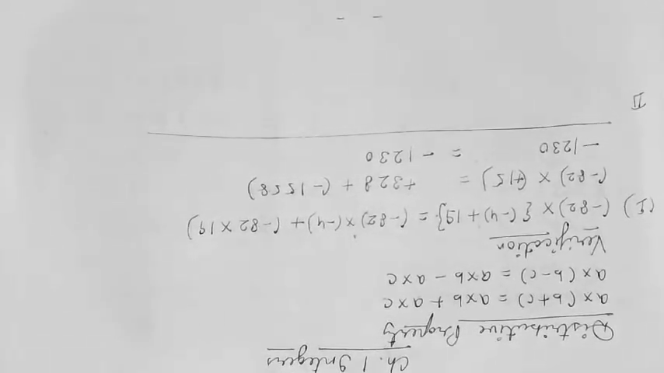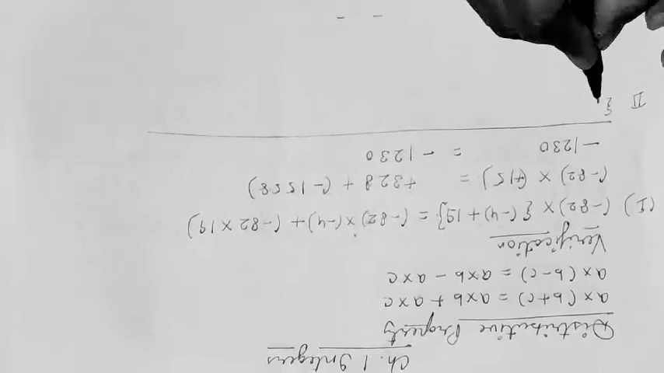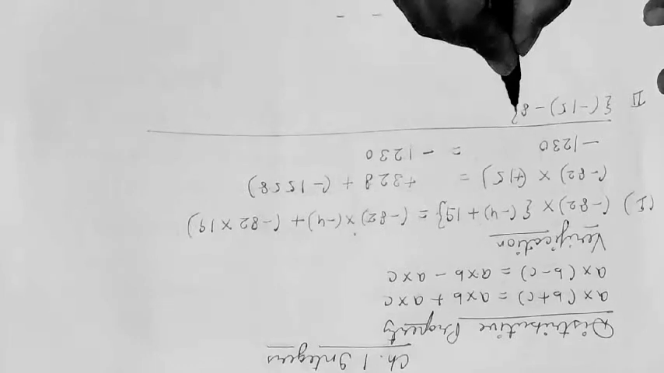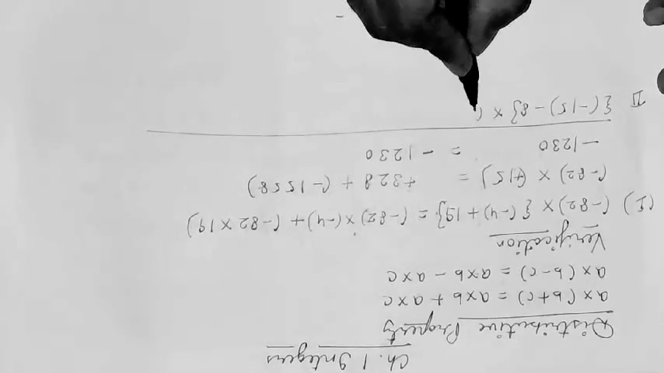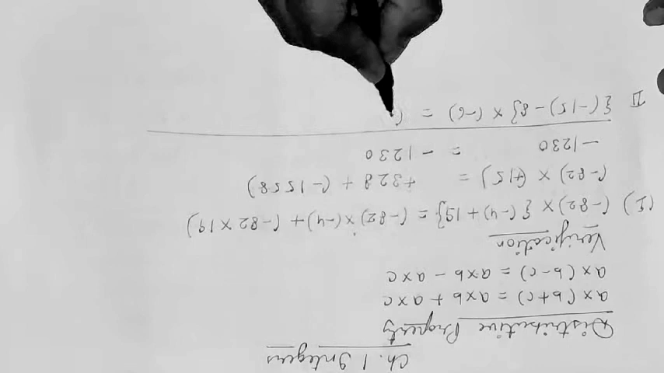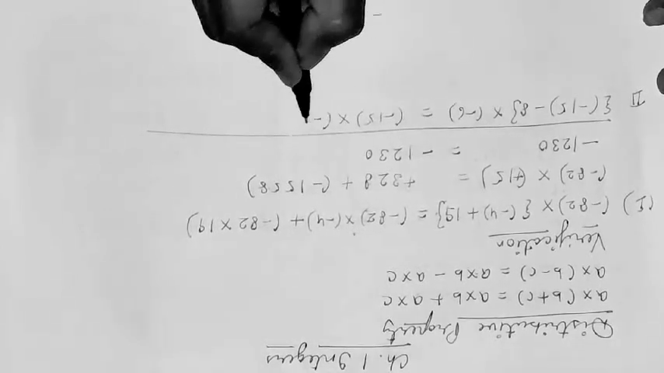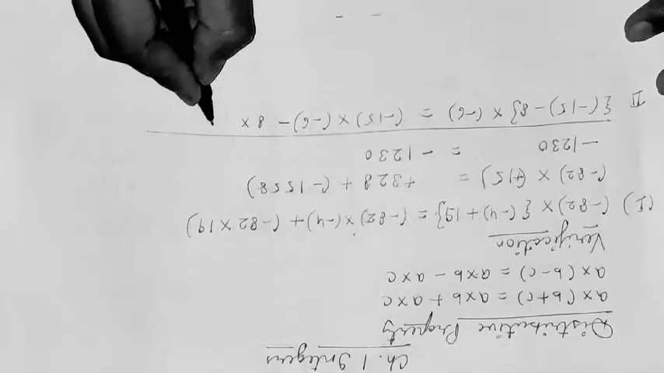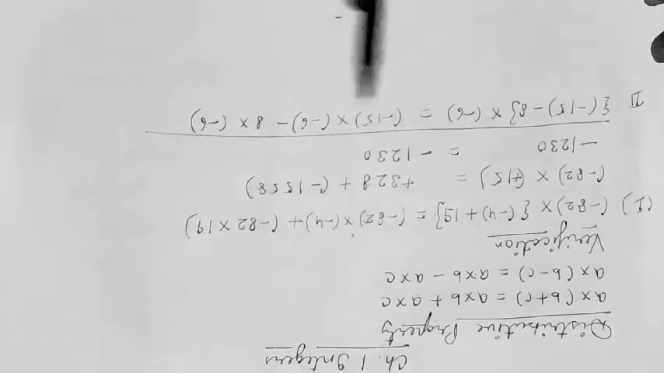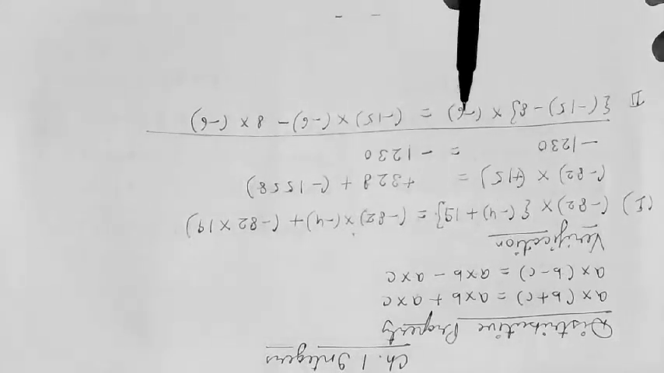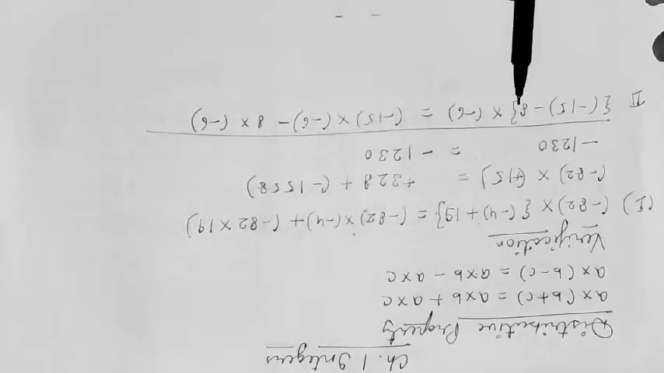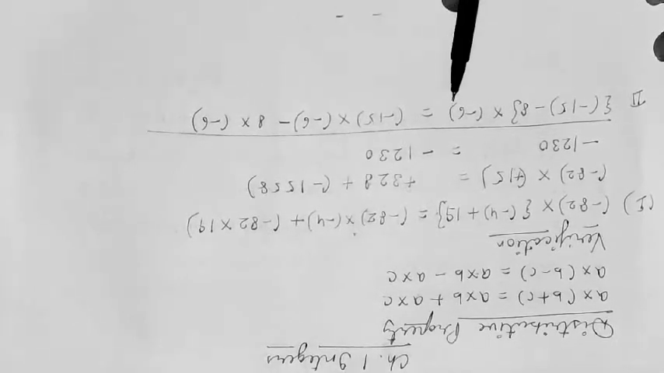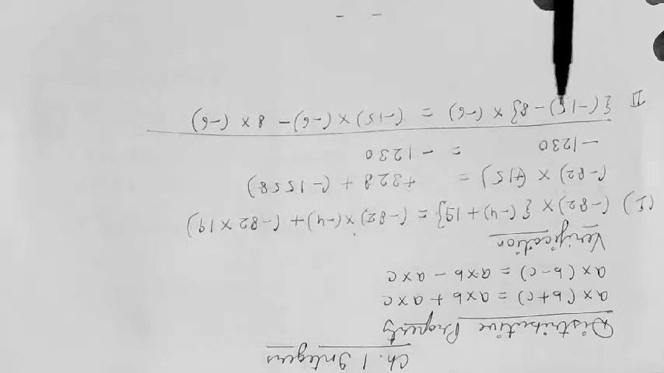Second, it is minus 15 minus 8 into minus 6. So we can write it like this: minus 15 into minus 6 and minus 8 into minus 6. So this is the second, a into (b minus c). Here a I have written here, b minus c. So a into b minus a into c. So first I will solve the left hand side. Again we have both the negative numbers here.